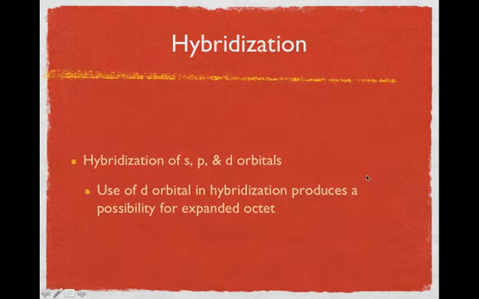Okay, now sometimes when we get into the third energy level, there is a d sublevel that gets added. And so we use the d orbital in hybridization to produce an expanded octet. So like the AsF5 that you had on the worksheet would be using the d sublevel in the hybridization.